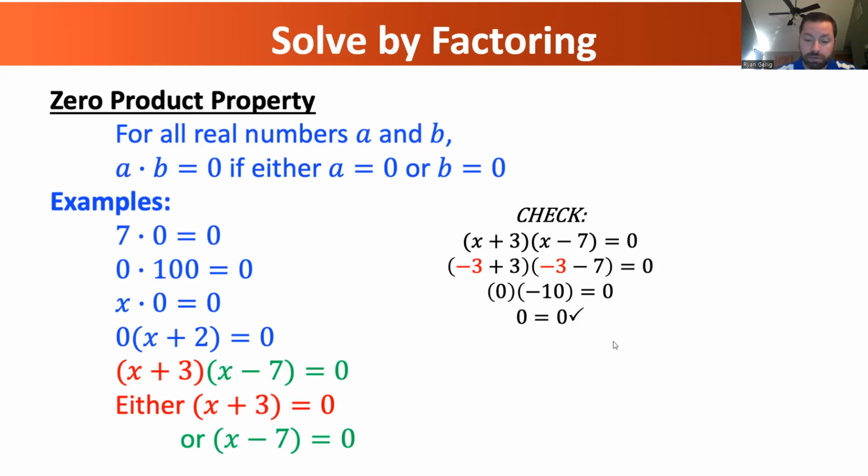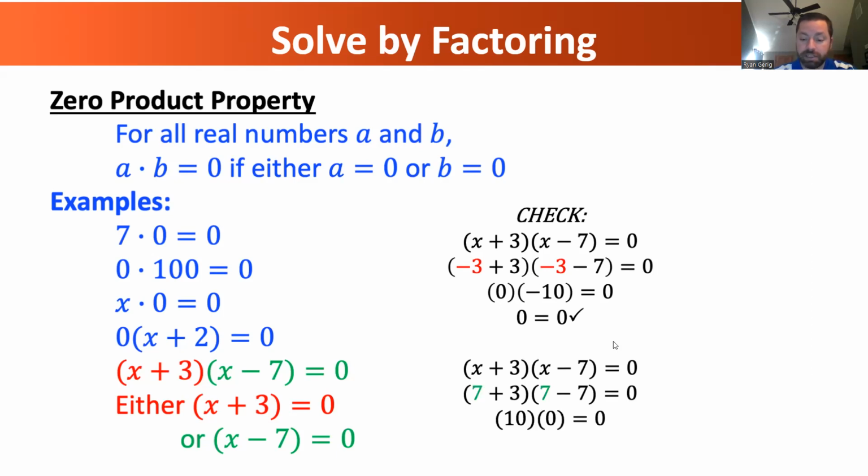It worked. How about what if I put 7 in? 7 plus 3 is 10. 7 minus 7 is 0. 10 times 0 is 0. 0 equals 0. It worked.